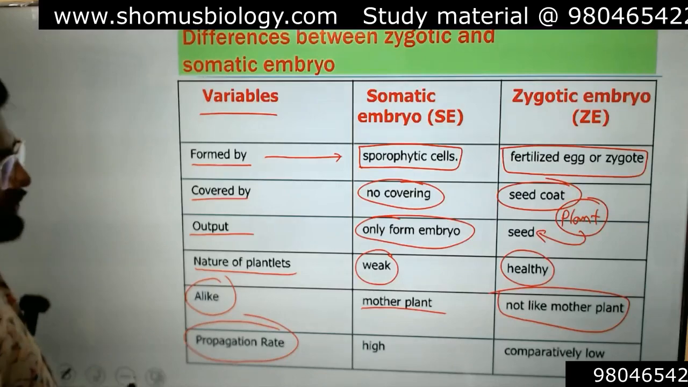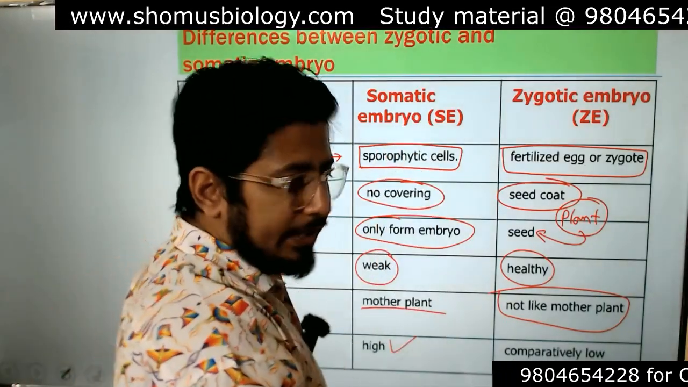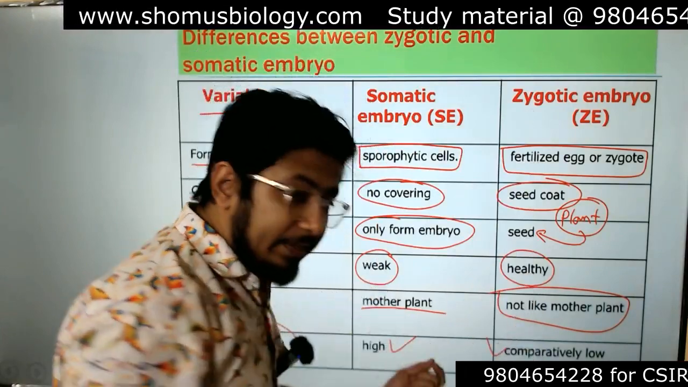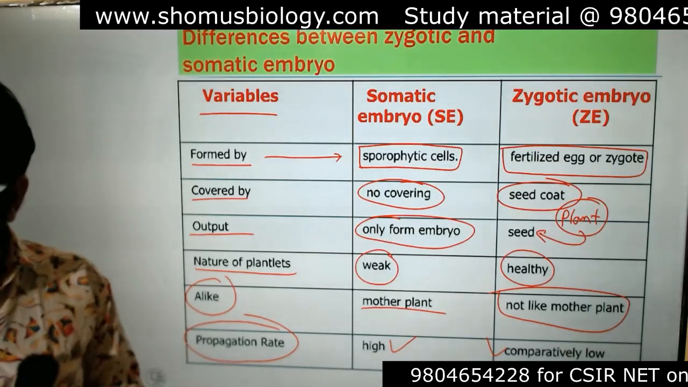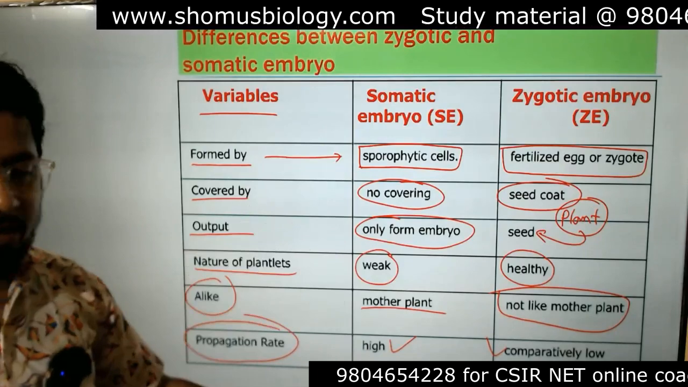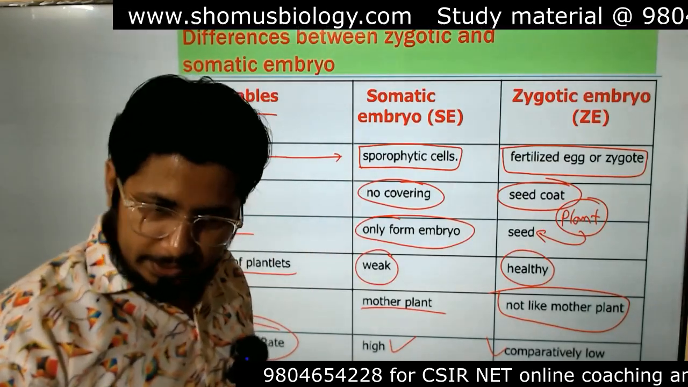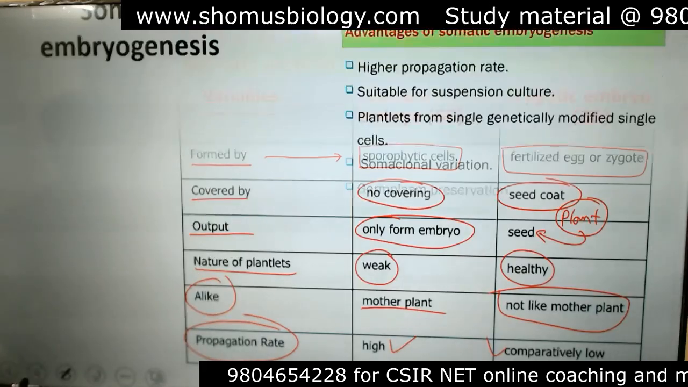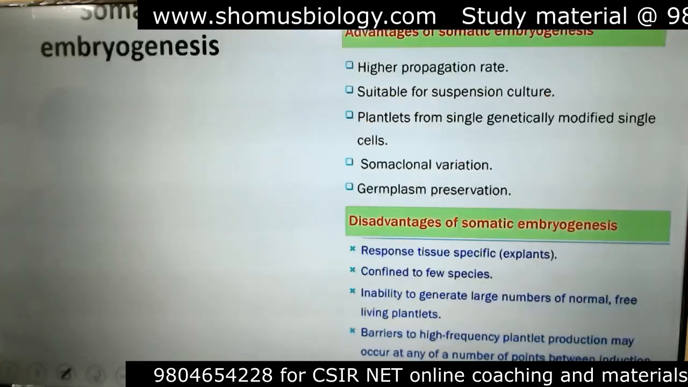Propagation rate between somatic and zygotic embryo: the somatic embryo has a higher propagation rate. Zygotic embryo obviously has a comparatively low propagation rate. Stability of the new plants after birth will be less for somatic embryo and high or more for zygotic embryo. Okay, so these are the differences between somatic embryo and zygotic embryo.